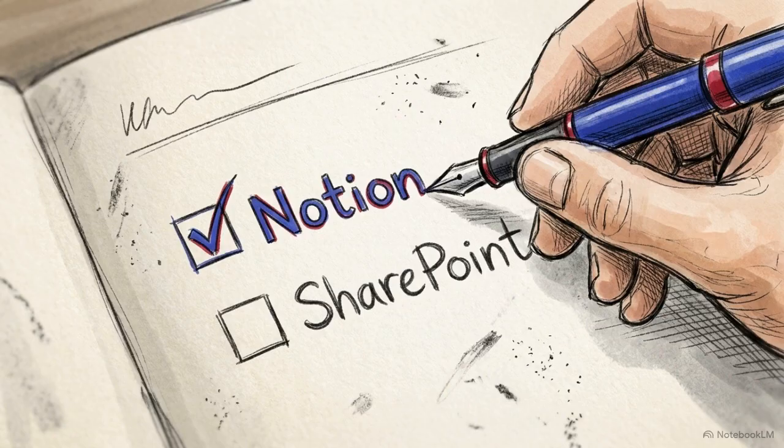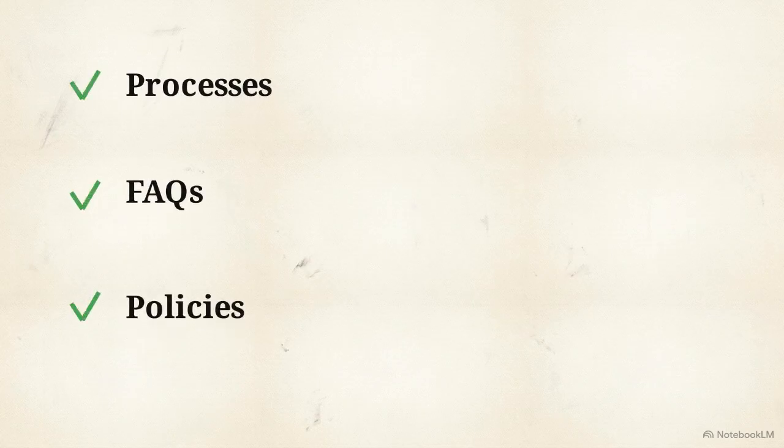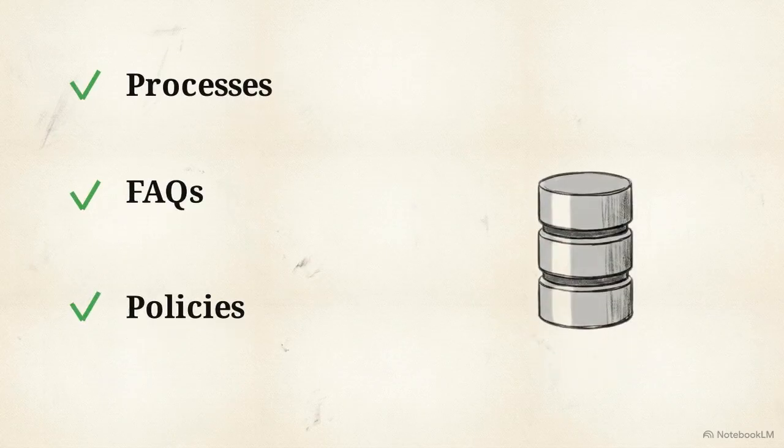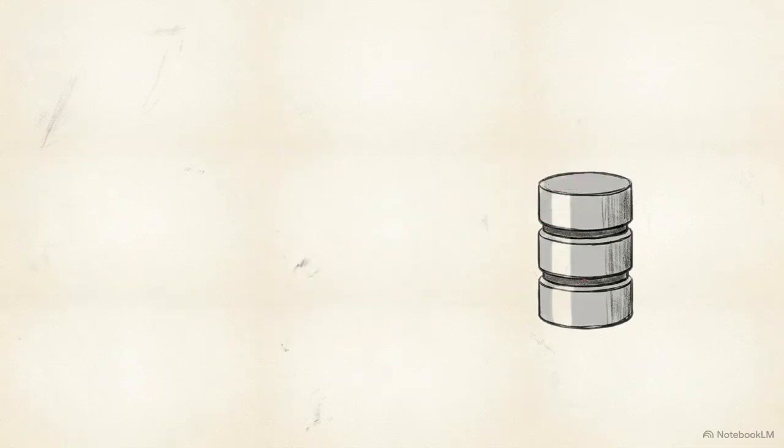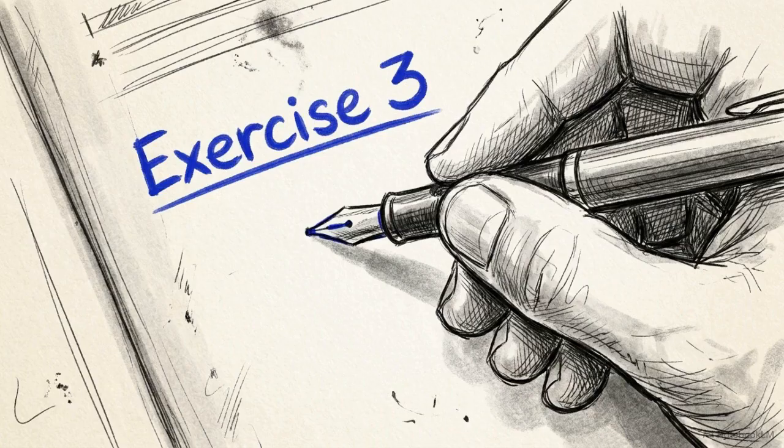Start at Exercise 1 and select the platform where your central hub will live, like Notion or SharePoint. Move to Exercise 2. Go down the list and check off every piece of content you need to pull into this new system, from your core processes to your customer FAQs. Stop when you reach Exercise 3.